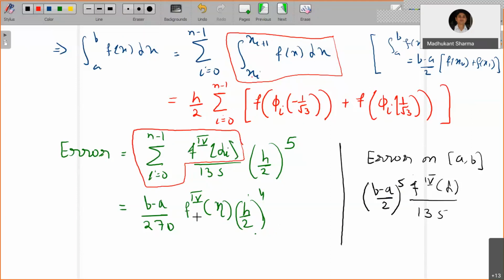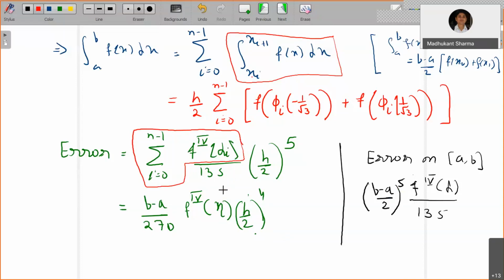Right, so once you have this, n into h, where h is (b minus a) by n. So one h will get clubbed here and n will get cancelled, so b minus a is sitting here because of one h being absorbed here. And 1 by 2 times 135 is 1 by 270. So n will get cancelled here, and you remain with (h by 2) to the power 4. So with this, let's put it in a comparison table with the other rules.